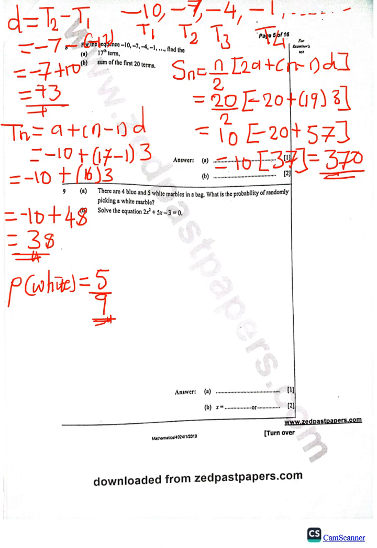Now let's move on to question B. Solve the equation 2x squared plus 5x minus 3 is equal to 0. You can use any method of your choice, as long as you are comfortable with it. You can use the quadratic formula, completing the square, or you can use the factorization method. Now let's use the factorization method.